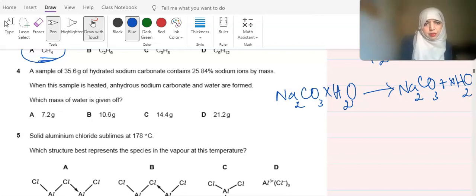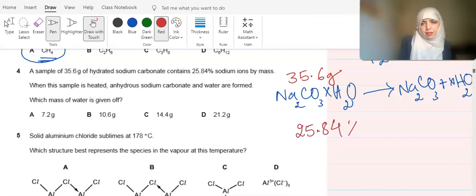Now the thing which is given to you in this question is the total mass of this hydrated sample, which is 35.6 gram, and the percentage by mass of sodium ion, which is 25.84%. So when this sample is heated, anhydrous sodium carbonate and water are formed. Which mass of water is given off?